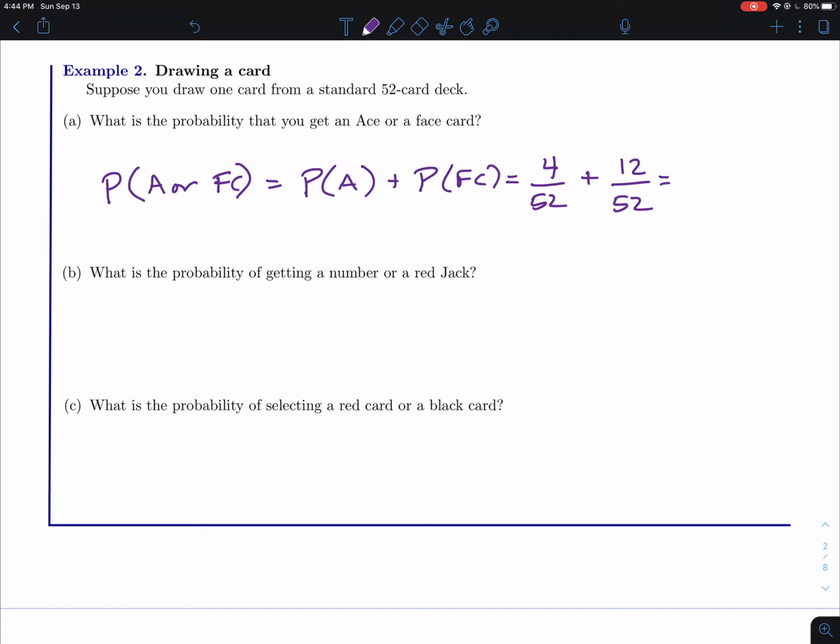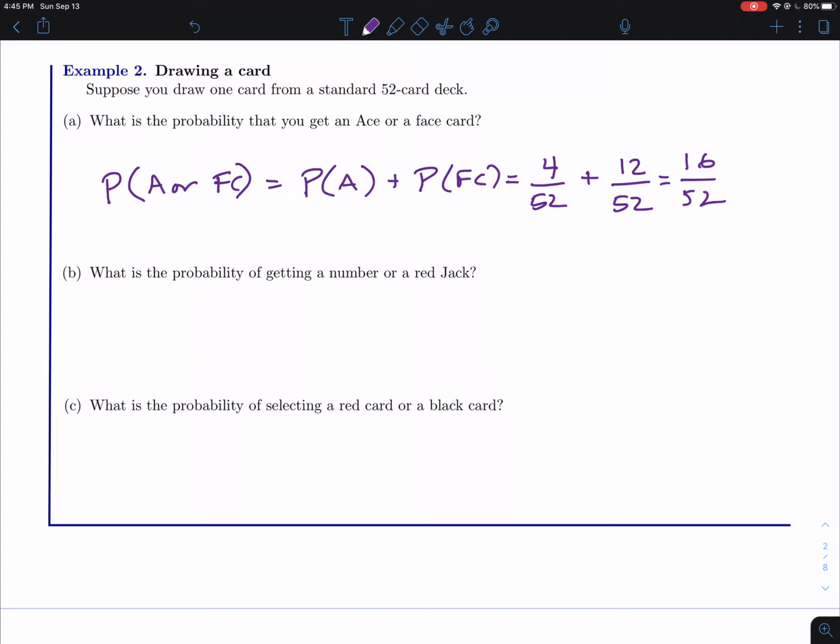So again, 4 plus 12 gives us 16 over 52. And then again, you can reduce this down with your calculator into a simpler fraction or decimals, whatever you want to do. I'm just going to leave it at this for right now, just so you guys get an idea. But I'll go ahead and do it. I've got my calculator here, so I might as well simplify it down.